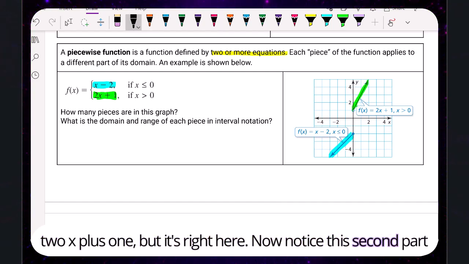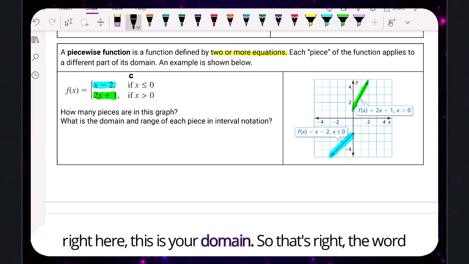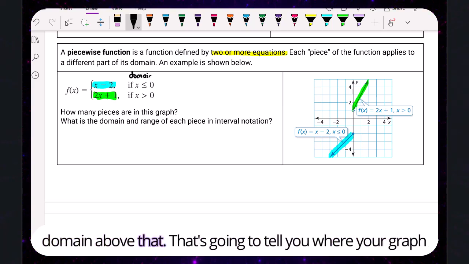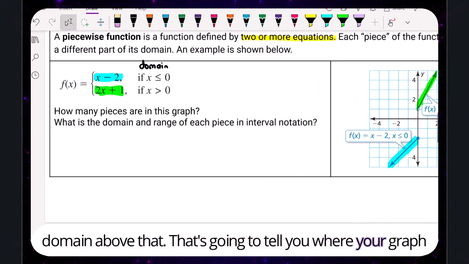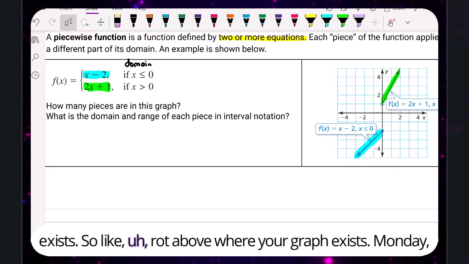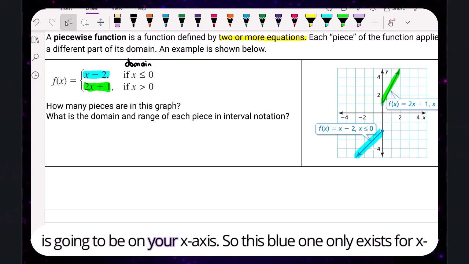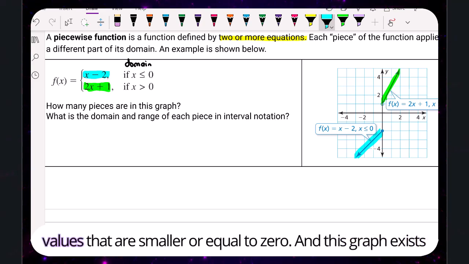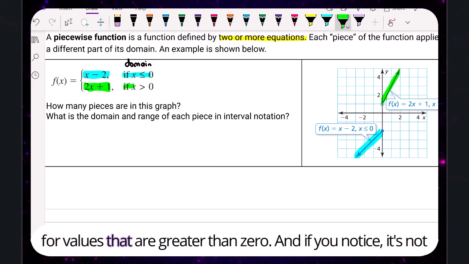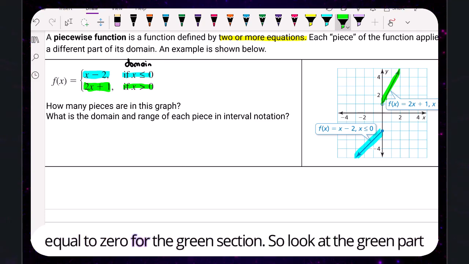Now notice this second part right here. This is your domain. So let's write the word domain above that. That's going to tell you where your graph exists. So like right above where your graph exists Monday, Tuesday, Wednesday, Thursday, Friday, this particular graph is going to be on your x-axis. So this blue one only exists for x values that are smaller or equal to 0. And this graph exists for values that are greater than 0. And if you notice, it's not equal to 0 for the green section.